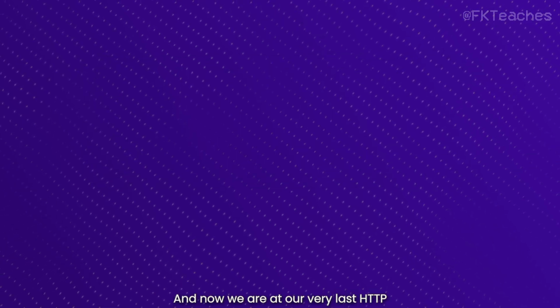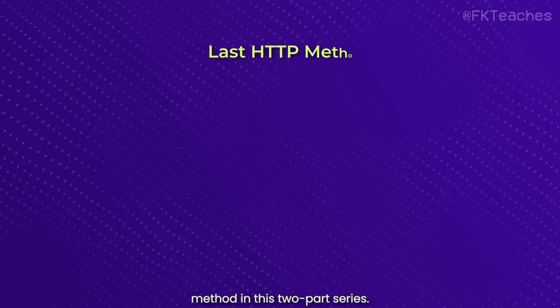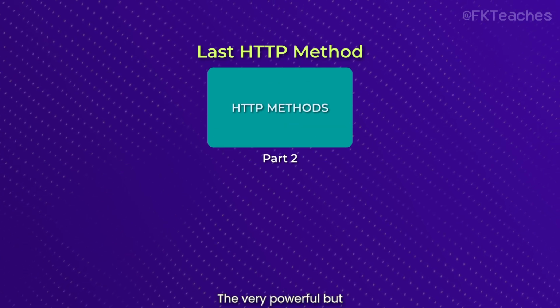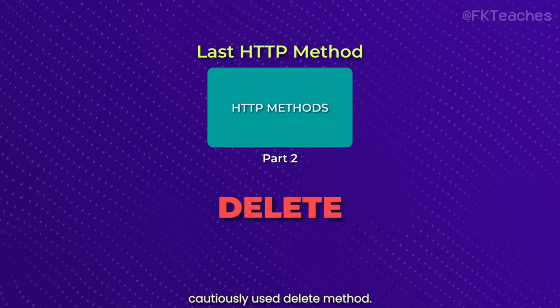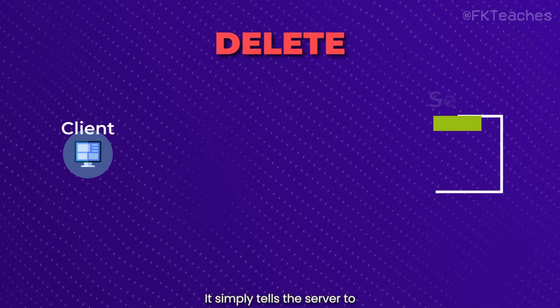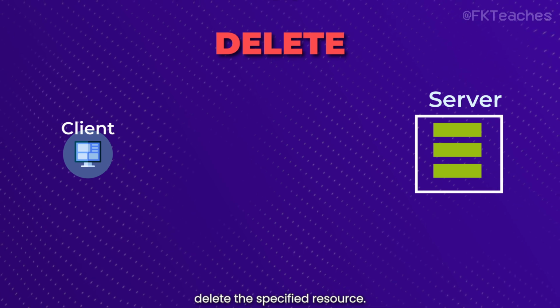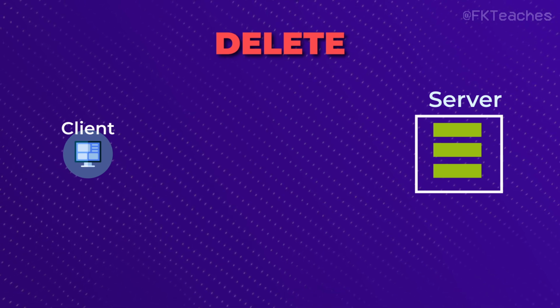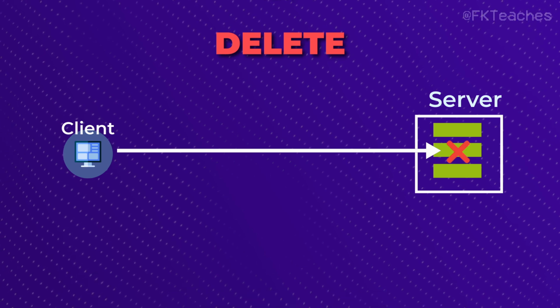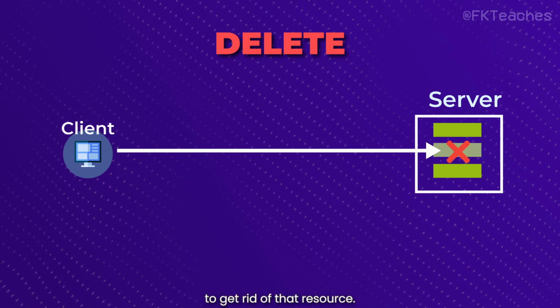And now we are at our very last HTTP method in this two-part series, the very powerful but cautiously used delete method. Delete is quite straightforward. It simply tells the server to delete the specified resource. You point to a resource and yell delete, and the server knows it has to get rid of that resource.